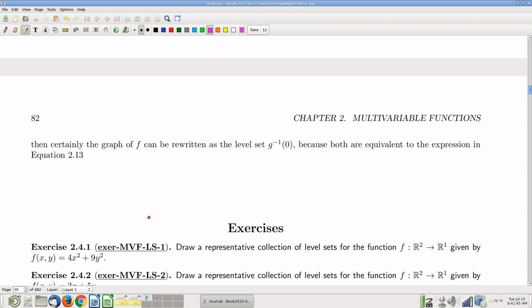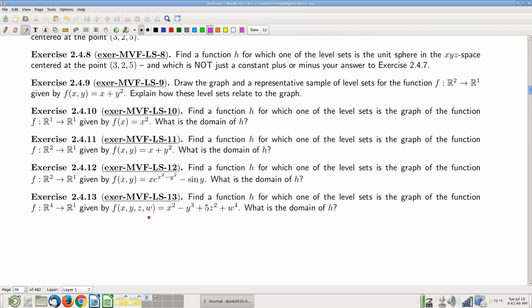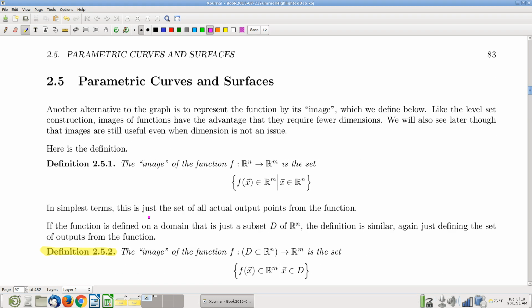Okay, so that's all we had left to do with section 2.4. So we're now done with 2.4. We're going to move on to 2.5, parametric curves and surfaces. The language involved in this construction is kind of backwards in a way. So we'll talk about that in a moment.